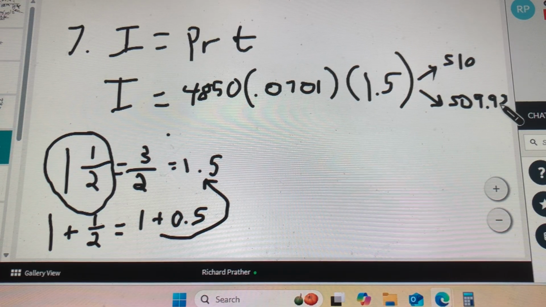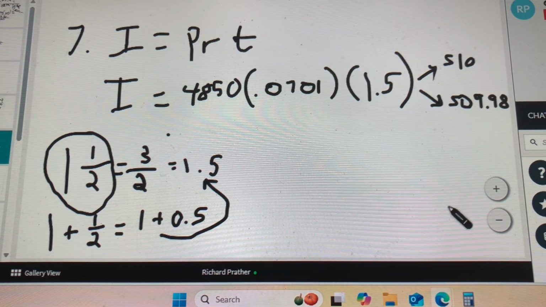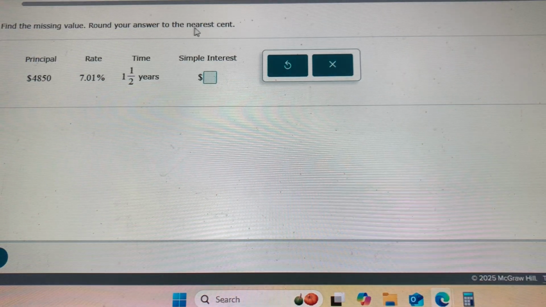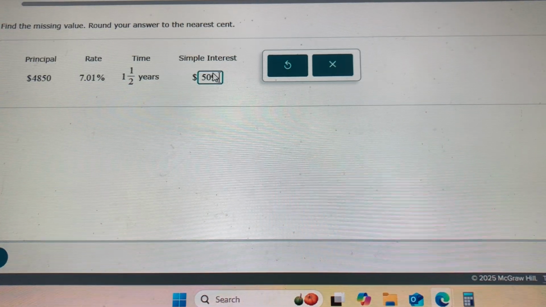You never put anything else. You would never put 1 decimal, 3 or 4 or even more than that. So it's always either 510 or 509.98. And they do want nearest cent right there, nearest cent. So 509.98.